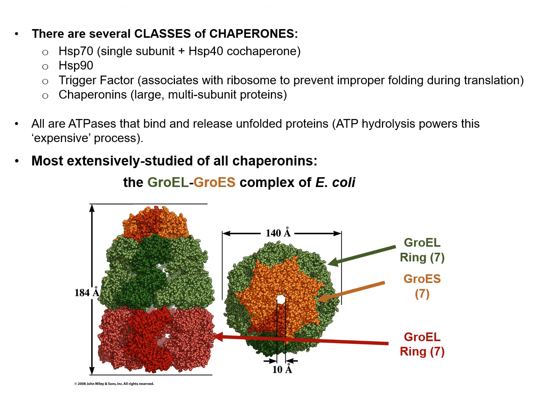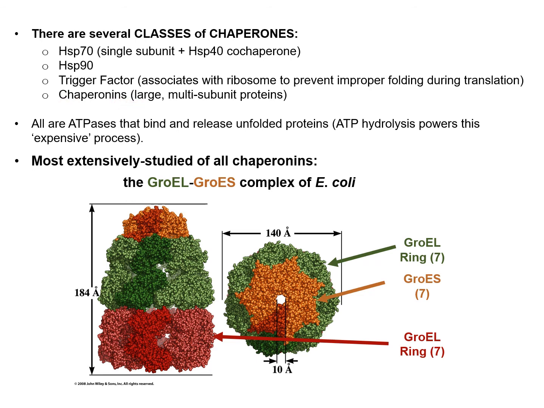The first one is heat shock protein, or HSP70, which can work as a single unit, and also with HSP40 as a co-chaperone. The second one is HSP90, which has a lot of implications in neurodegenerative diseases and is also involved in regulation of protein aggregation. The third one is trigger factors, which are associated with the ribosome to prevent improper folding during translation. And the last one is chaperonin, which are large multi-subunit proteins.